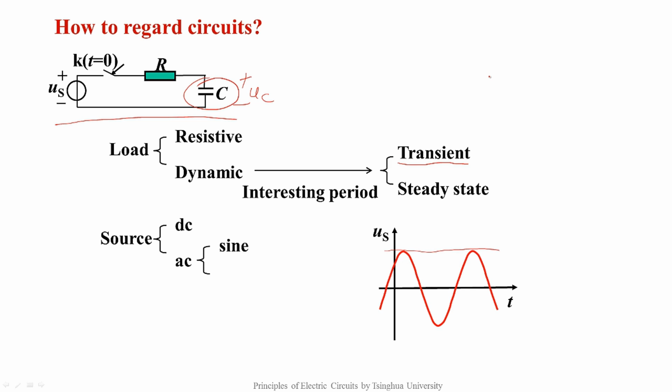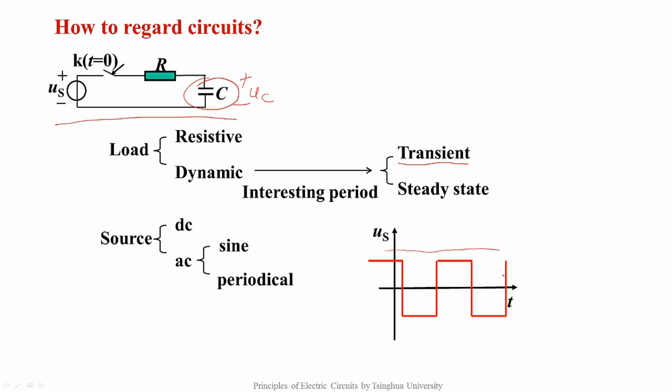The source can also be an AC source. The AC source can be a sinusoidal AC, as the waveform shown on the screen, or a periodical source more generally. In PEC courses, we will introduce you to the methods to analyze all kinds of circuits, including the resistive circuit and the dynamic circuits with DC, sinusoidal, and periodic sources.